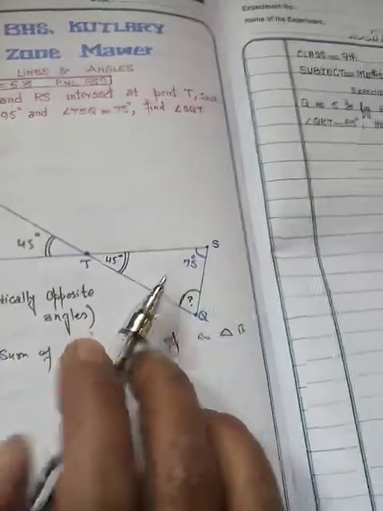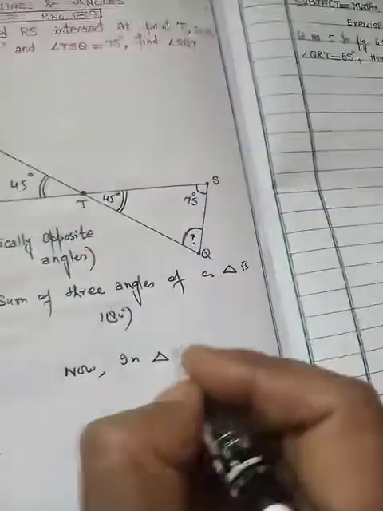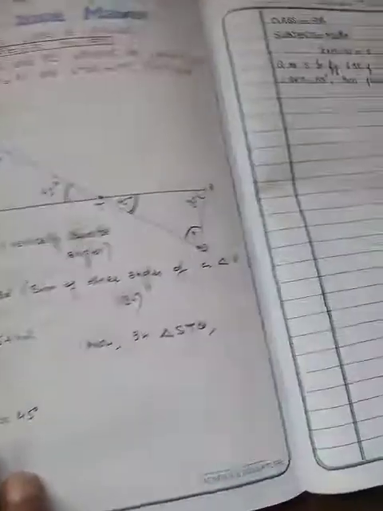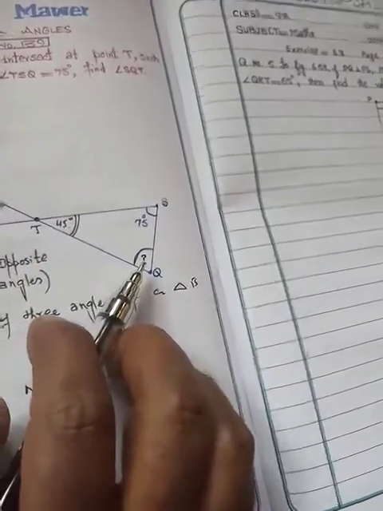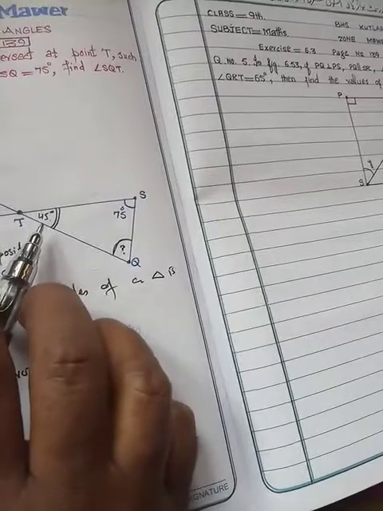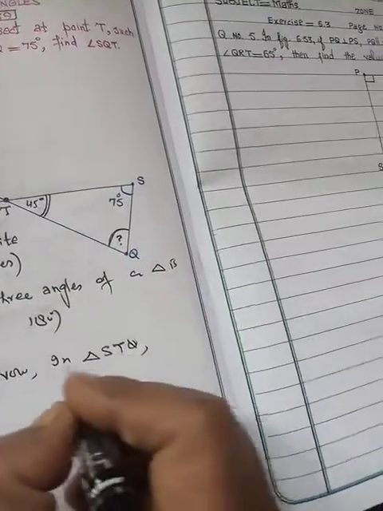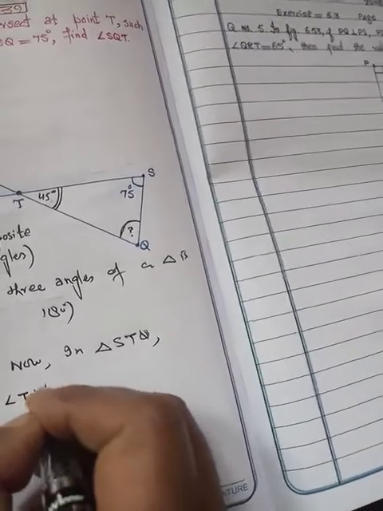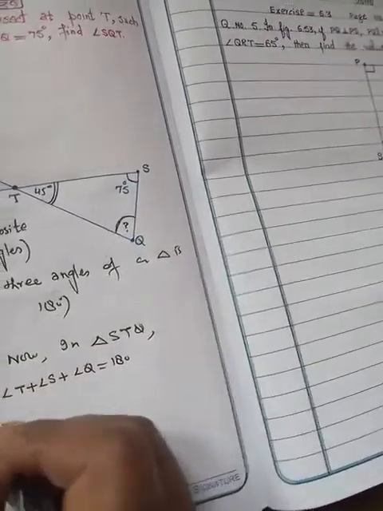Now we take this triangle. In triangle STQ, here we apply the same theorem, the angle sum property, that the sum of these three angles is again 180 degrees. There we see that this is equal to 45, this is equal to 75, so we can get this angle Q easily. In triangle STQ, angle T plus angle S plus angle Q is equal to 180.